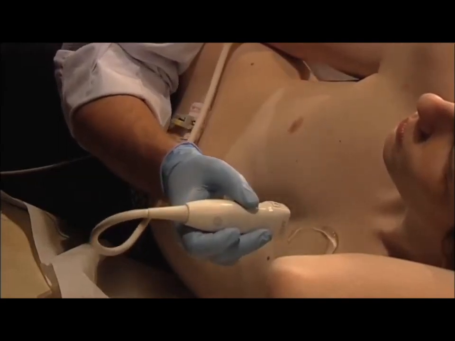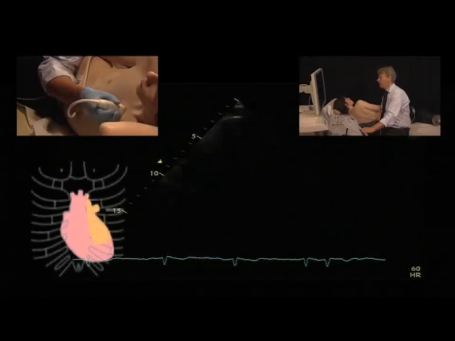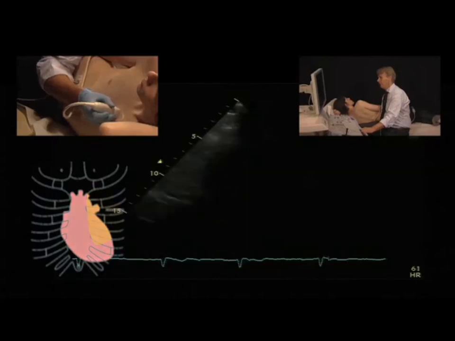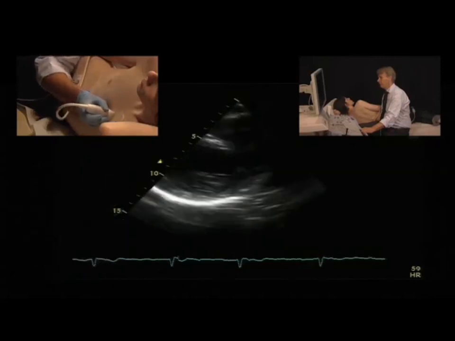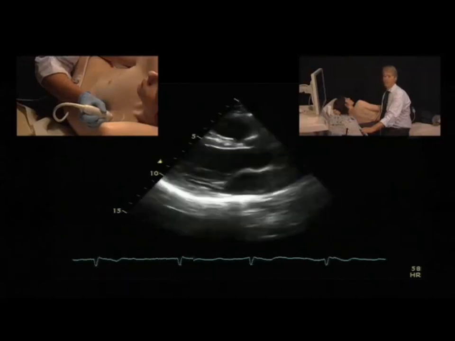And then we put the transducer on the chest and try to be as close as possible to the sternum. And then we just move downwards from one intercostal space to the next. And then we immediately see where the window is.